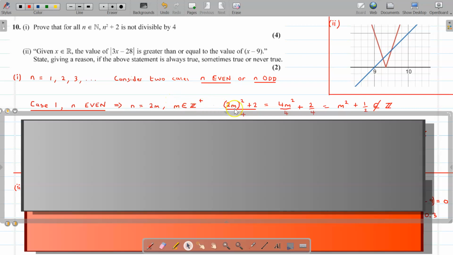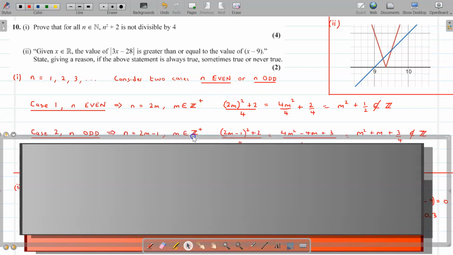Now (2m) squared plus 2 over 4 is the same as 4m squared over 4 plus 2 over 4, which is m squared plus a half. And clearly that's not an integer, because m squared is an integer. If you add a half, it's not an integer.